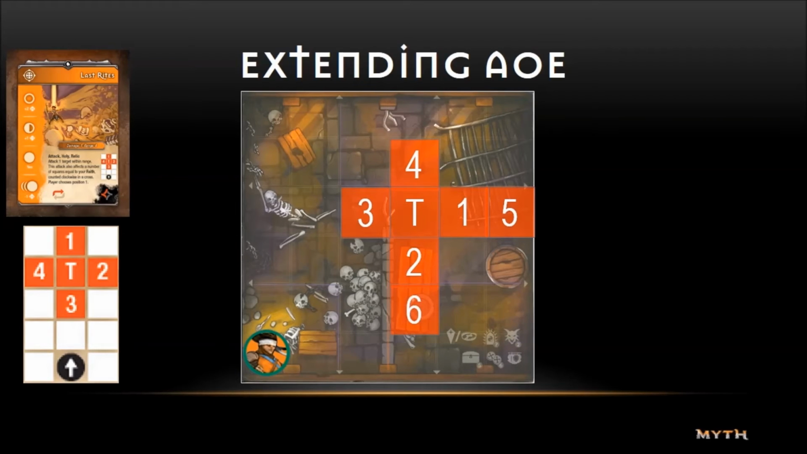So again, important to note that squares 2 and 6 are actually outside of my line of sight. I can't see those particular squares, but because I can see the target square, if I happen to have had 6 faith, I would have been able to generate this pattern with Last Rites.